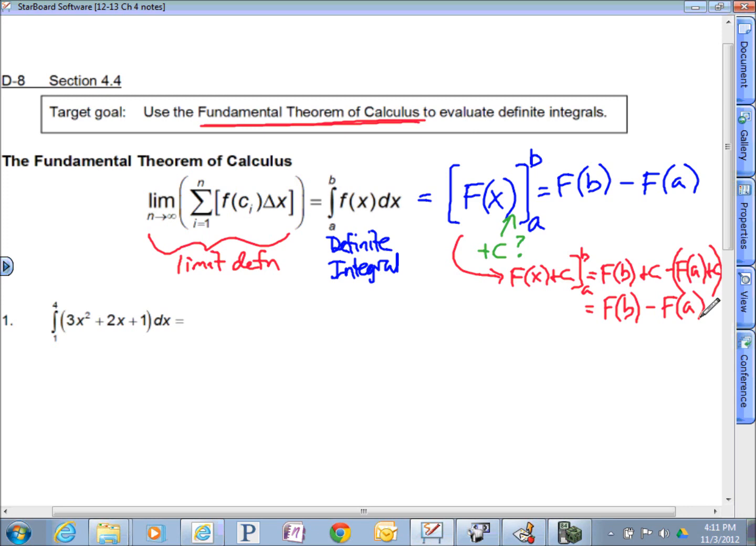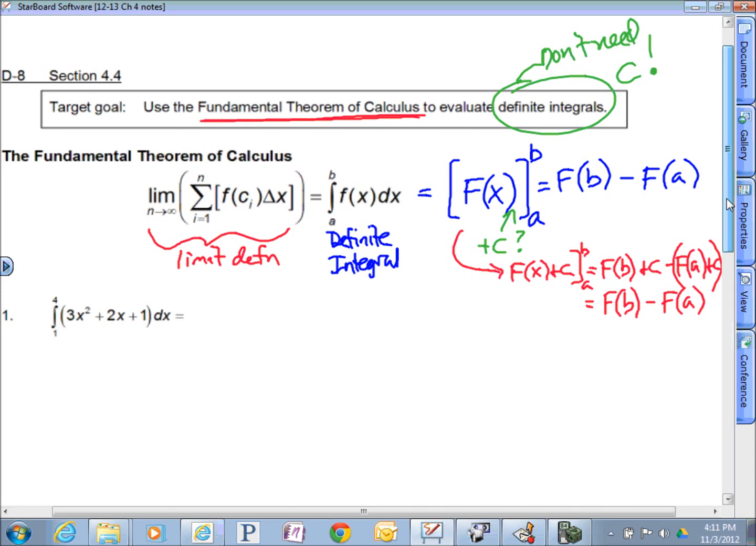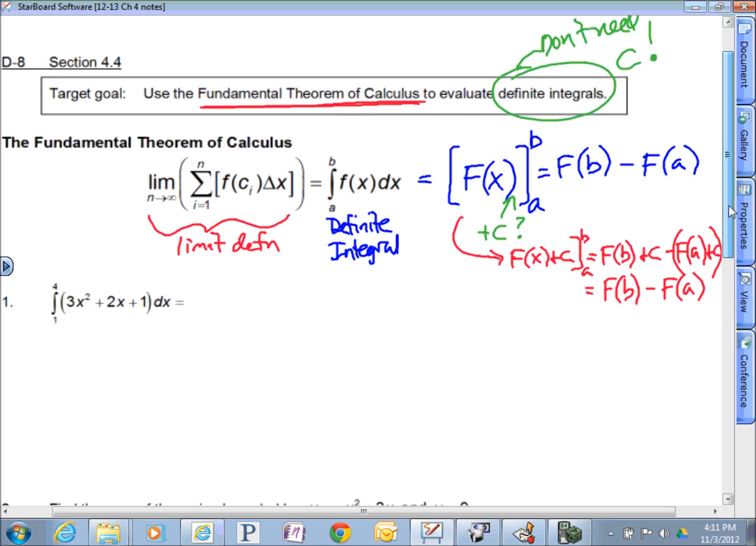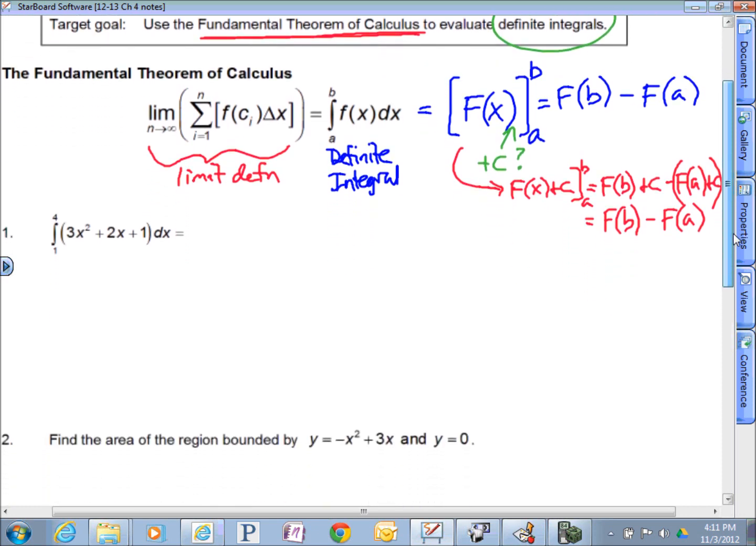What's the moral of the story? Definite integrals, you don't need C. And why? Because you look at what's in red, all it would do is cancel itself out anyway. So the shortcut is ignore your C, find your antiderivative without C, plug in the upper bound, plug in the lower bound, find the difference, and that difference is going to be your area under the curve. Let's try it a couple times.